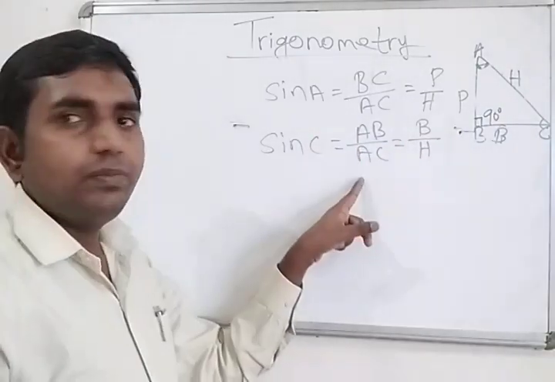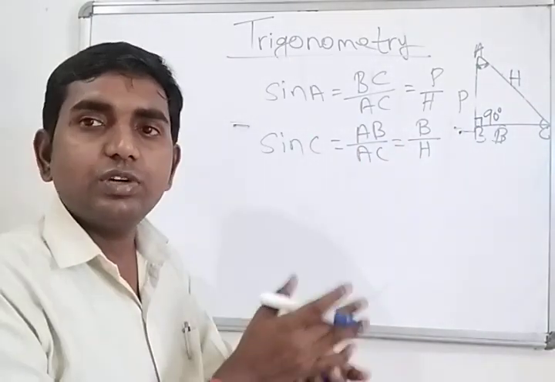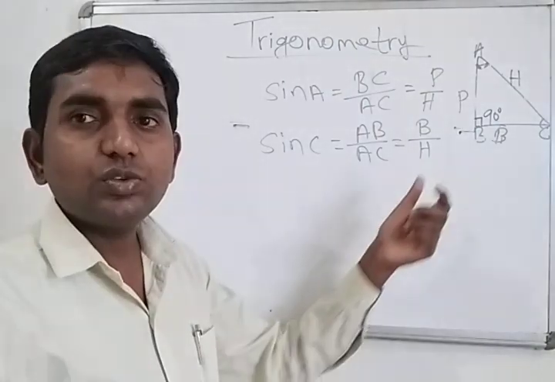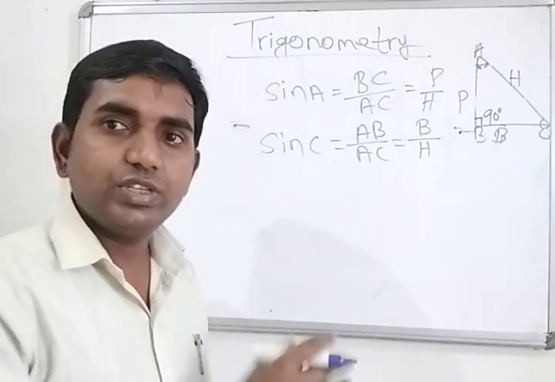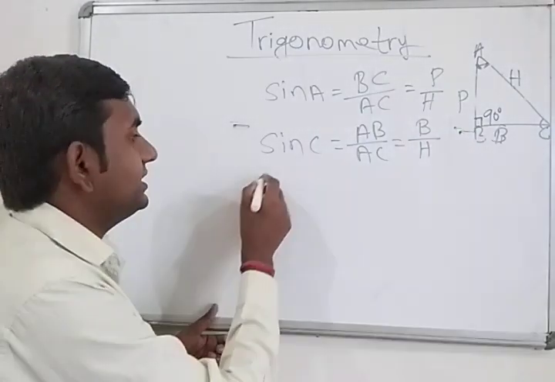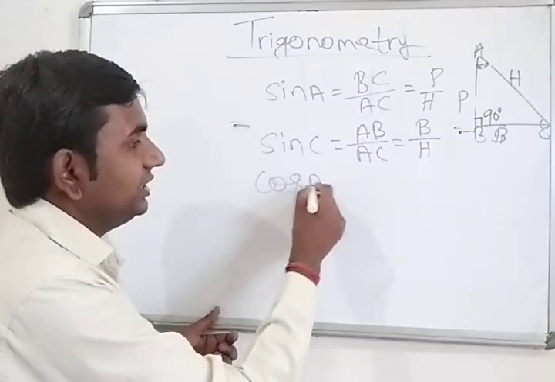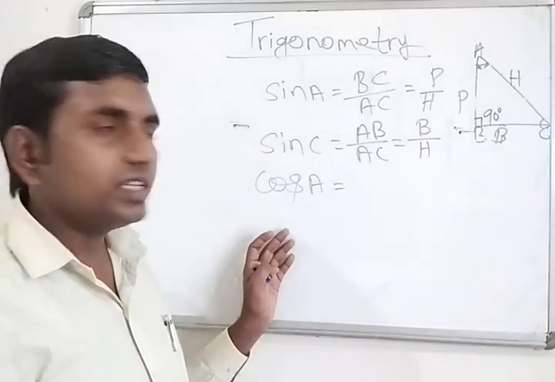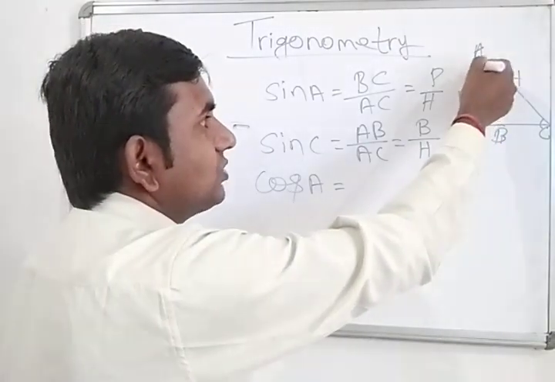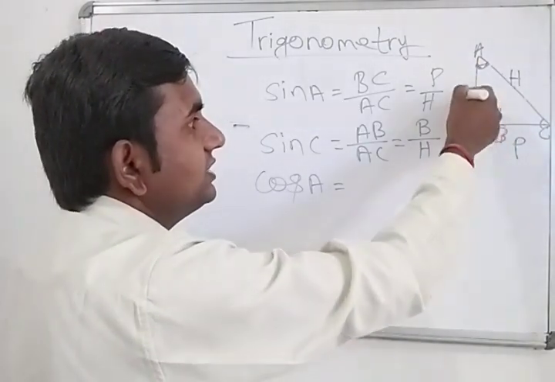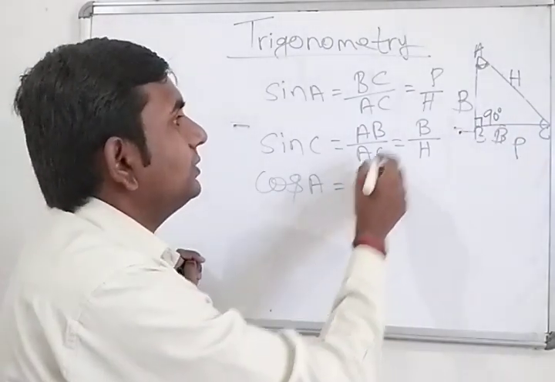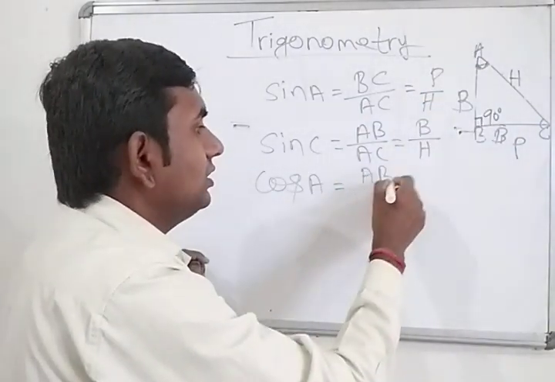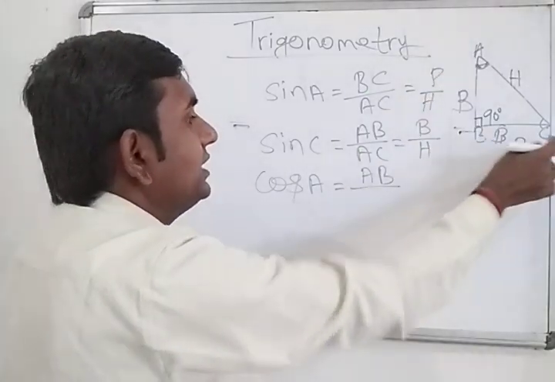AB by AC. Here you must keep in mind in which case we have to assume which side is the perpendicular. In the case of cos A, there is the perpendicular and there is the base. So we have to find AB by BC.